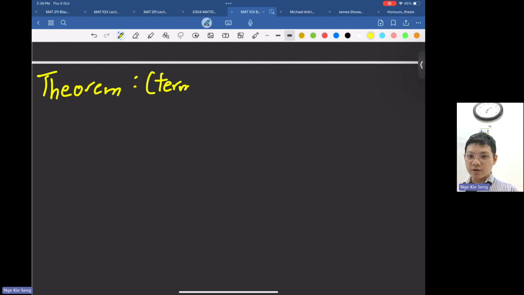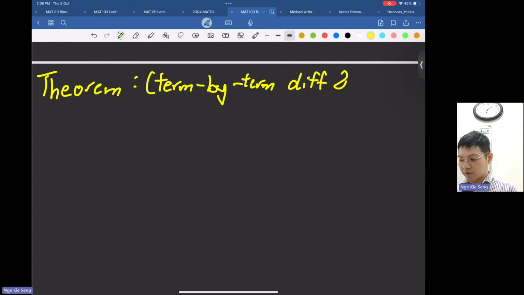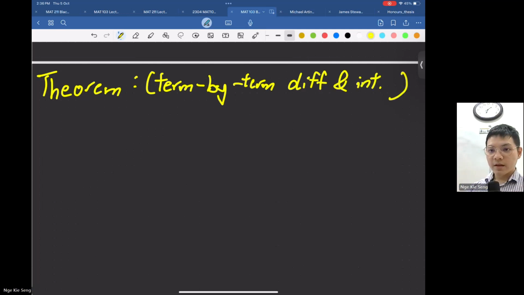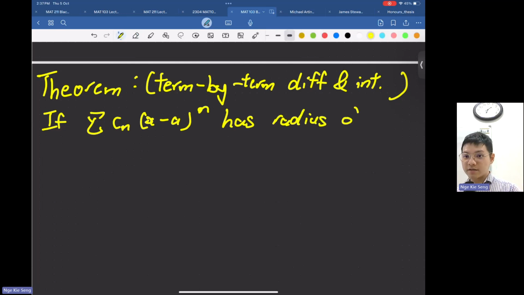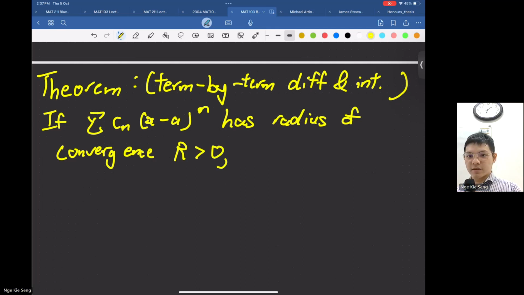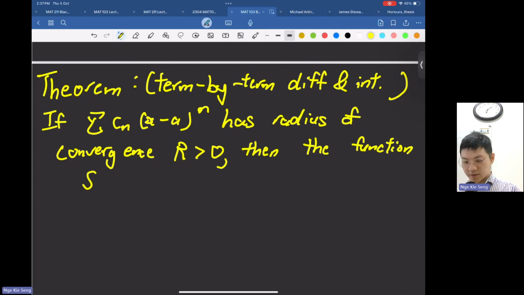So how do we do it? We'll do it term by term. For every term, we will do differentiation and integration in our power series. So what's the condition? The condition is, let's start with a power series that has a radius of convergence greater than 1. Meaning if it converges at a single point, we don't really know about it. If it is greater than 1, then we can do differentiation or integration.